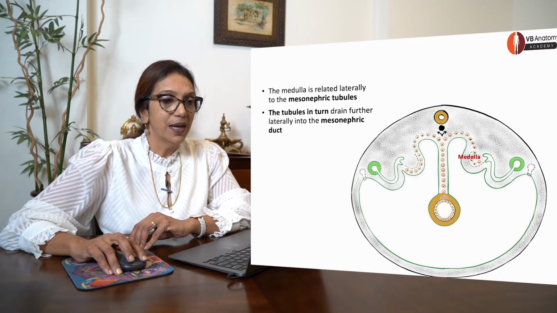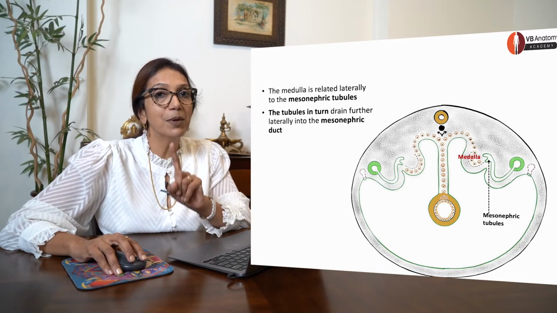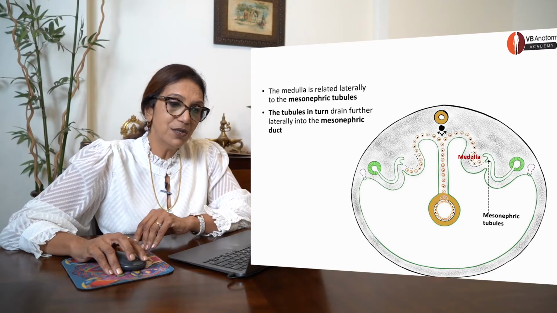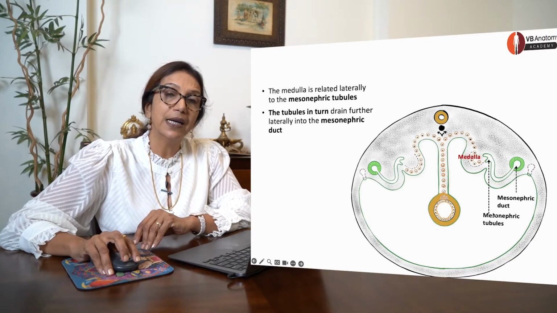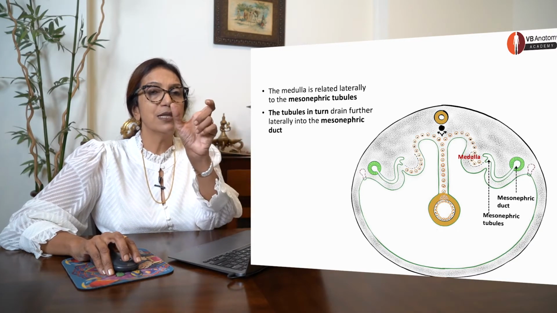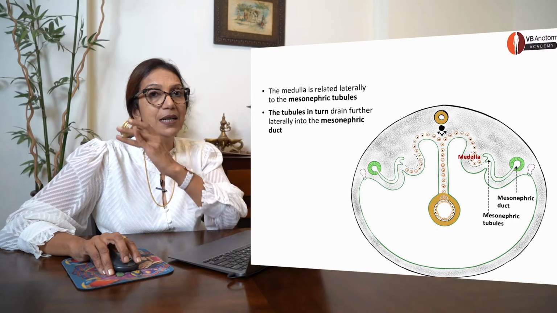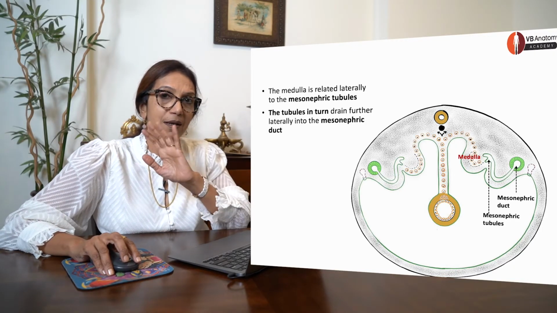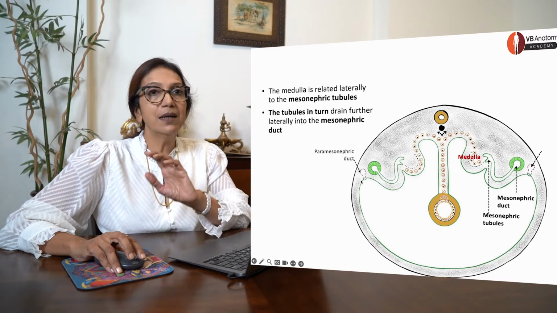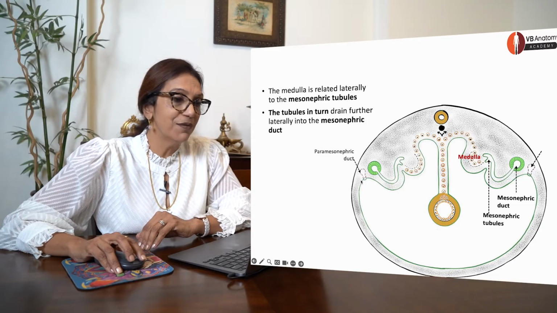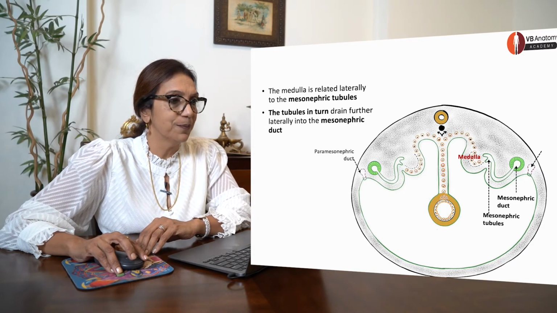The medulla, in turn, is laterally connected to the mesonephric tubules. Remember mesonephros? These mesonephric tubules are draining laterally into the mesonephric duct. So medulla, mesonephric tubules, mesonephric duct. These are three things present at one level connected to each other. In parallel, you can see early development of the paramesonephric duct. Just remember it, we will be discussing it in my next lecture.